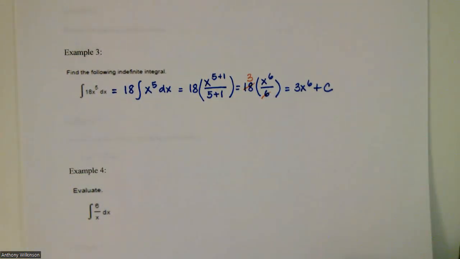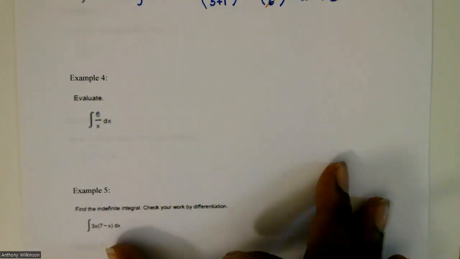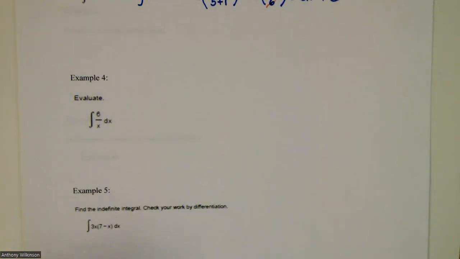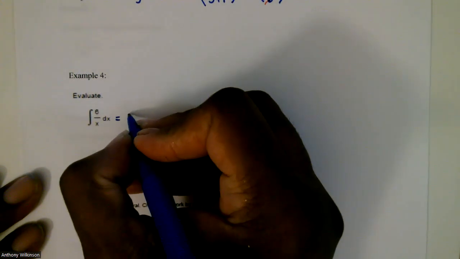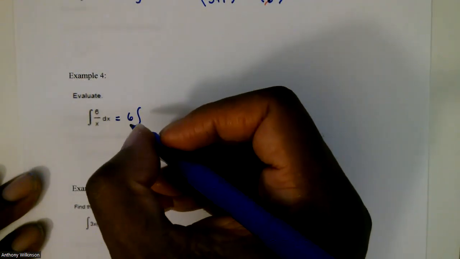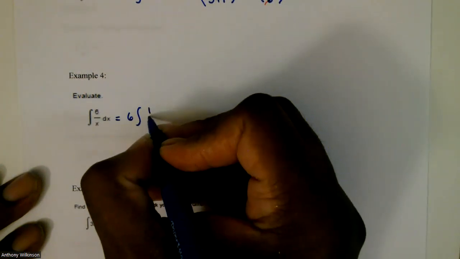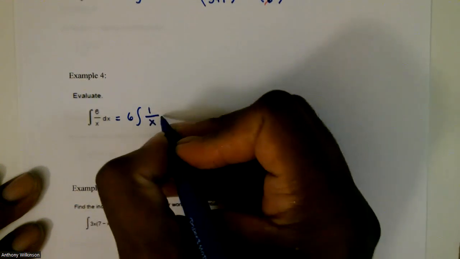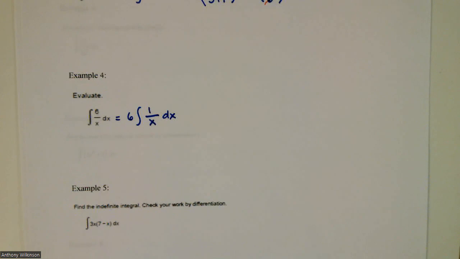Okay. All right, here's example 4, where I want to find the integral of 6 over x dx. Well, that 6 is a constant, so that 6 can be taken on the outside in front of the integral sign, so it'll be 6 times the integral of 1 over x dx.